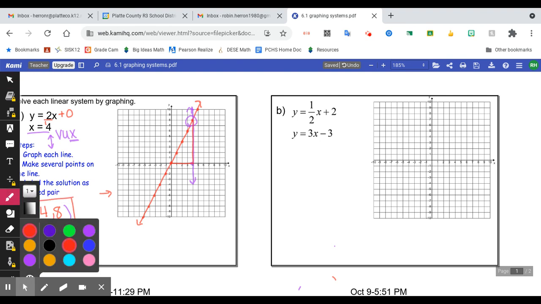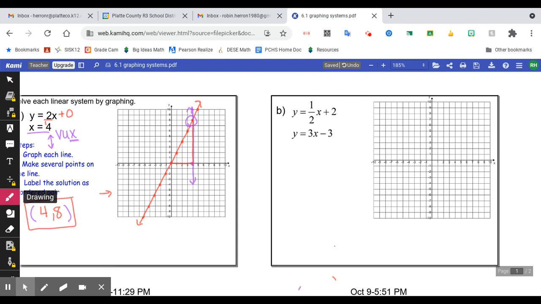All right, let's do another one. We have 1/2 x plus 2. So I'm going to start at 2. 1/2 means I go up 1, right 2. Up 1, right 2, and I'm going to keep going here. And if I want some more on this side, I'm going to do down 1, left 2 to get a few more points. Put that line in there. Okay, and then let's do the bottom one.